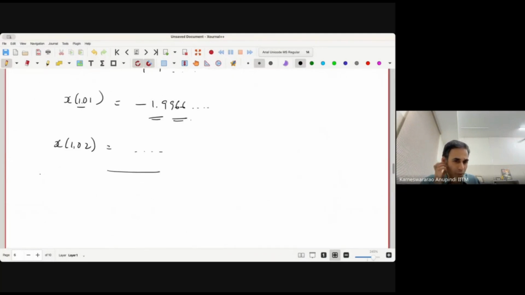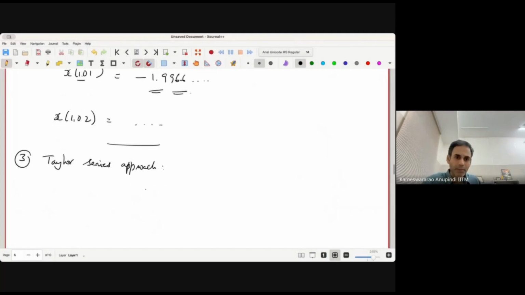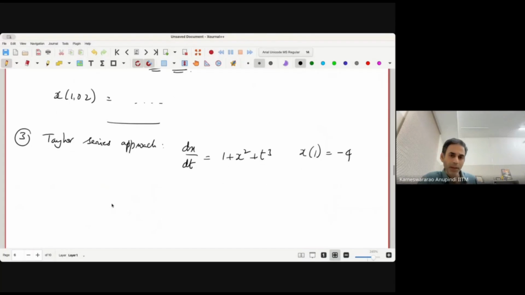Let us see if we can try to do it with the Taylor series approach. The Taylor series method is going to be a little more involved because we are given dx by dt equals 1 plus x squared plus t cube, x of 1 equals minus 4.